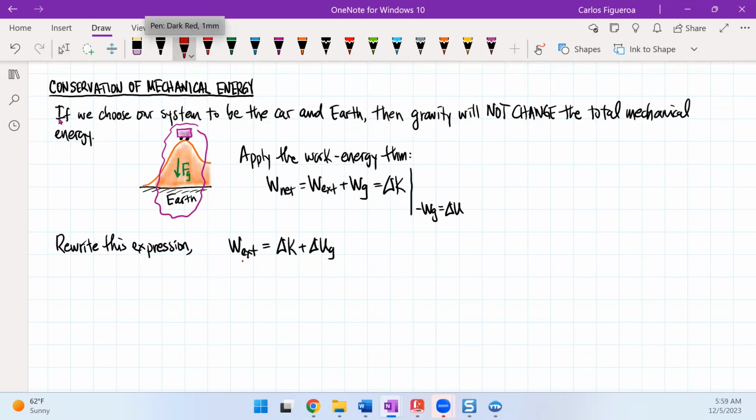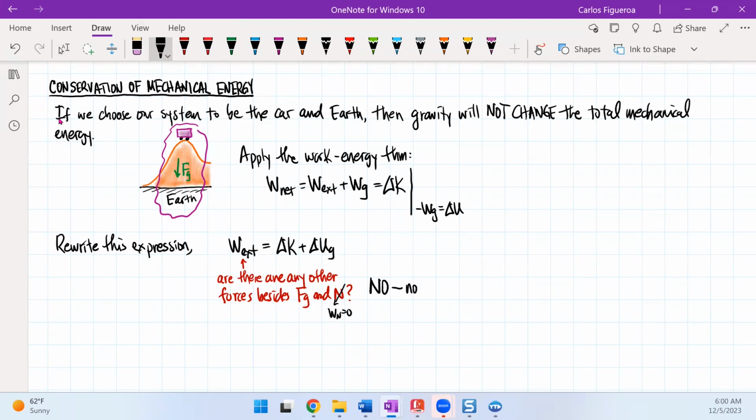So then we ask the question, are there any other forces besides the force of gravity and the normal? Now remember, we already said that the work of the normal is 0, so that one doesn't count. And the answer is no. No external work, which then implies that the external work is 0.